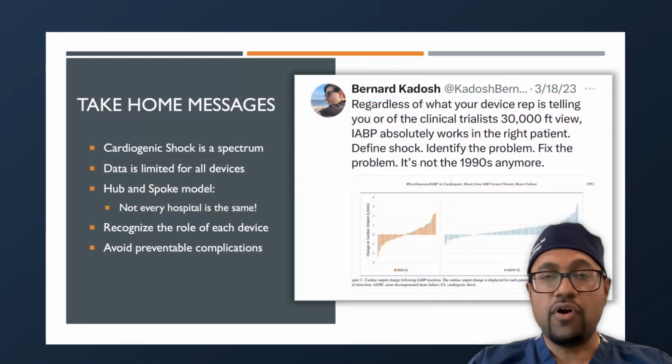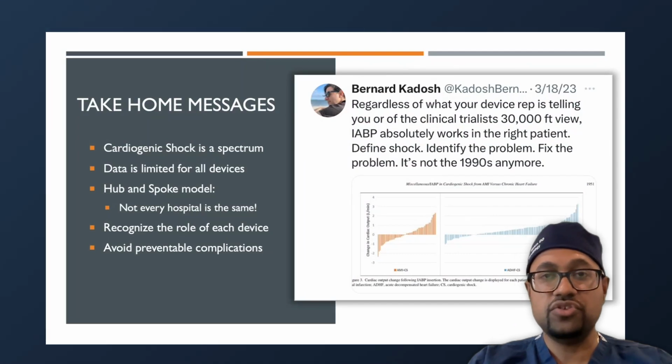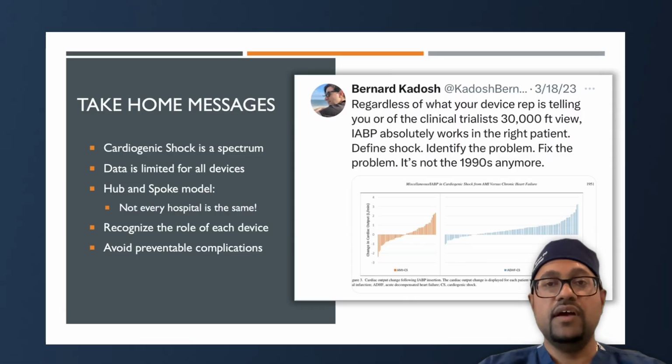There's limited data for all of the devices. There's a hub and spoke model, where there are smaller hospitals and we have to initiate transfer at times to bigger hospitals. And there are many different devices. We have to know the role of each device, and we have to know how to deal with the complications that can occur. But overall, I think this patient did excellent.